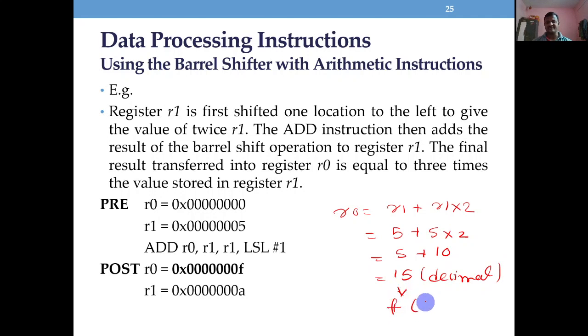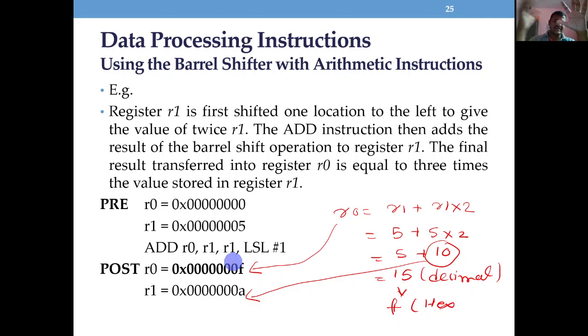That is F. That's why the R0 content is F. After multiplication, the 10 is stored here. Then not only is it stored, it is also added with the 5, and after addition the result is stored back in register R0, that is 15 in decimal, F in hexadecimal. Okay, this is F in hexadecimal.